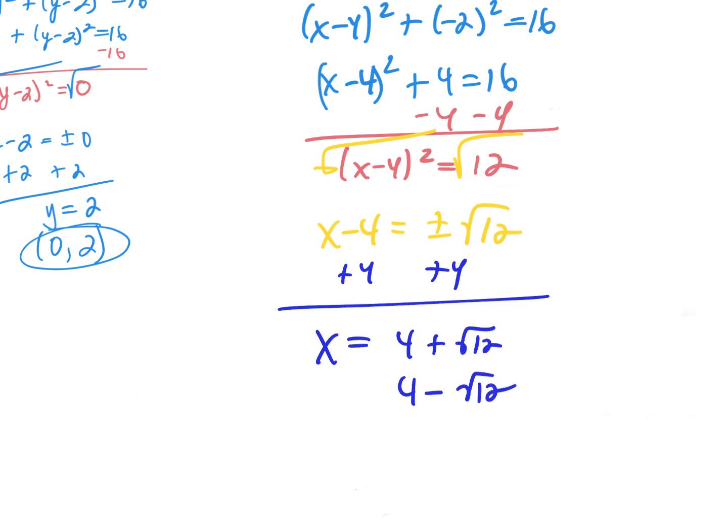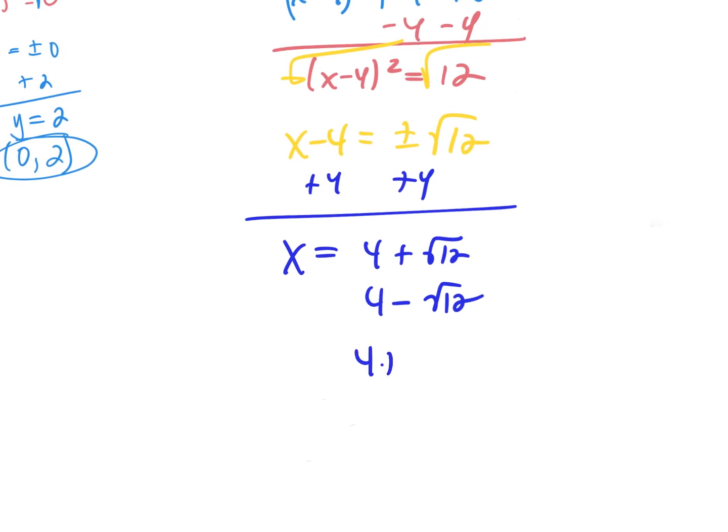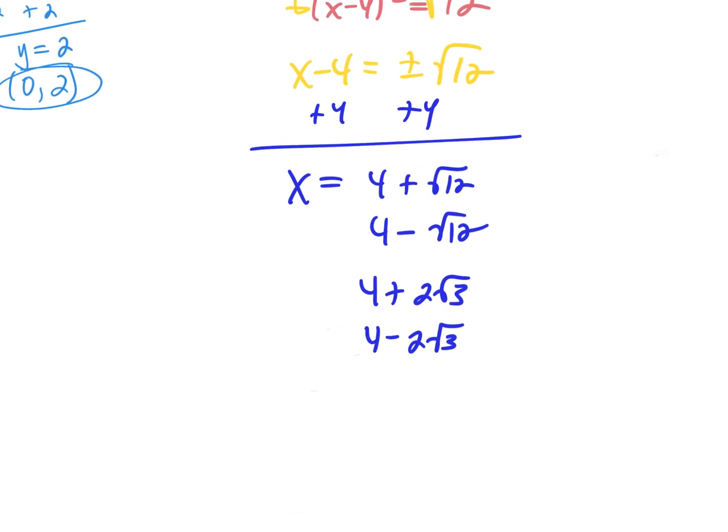Can we simplify the square root of 12? Yes, this is the same as 4 plus 2 root 3 and 4 minus 2 root 3. Can I combine those two things together? No. So your intercepts would be 4 plus 2 root 3, comma 0, and 4 minus 2 root 3, comma 0. We always write intercepts as ordered pairs. Always.